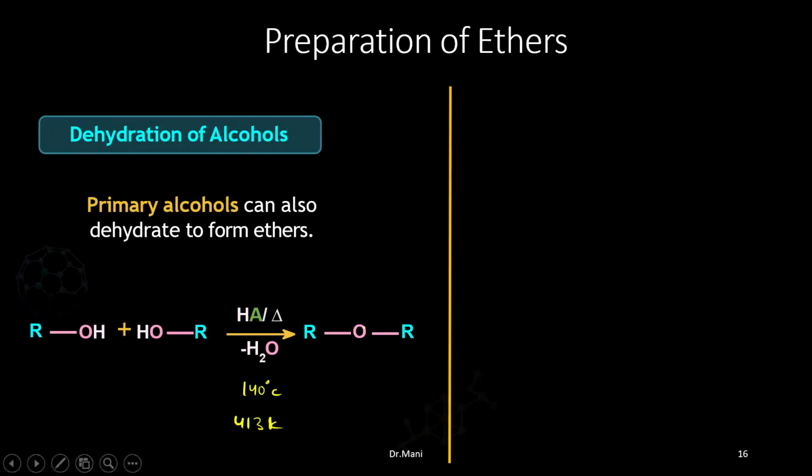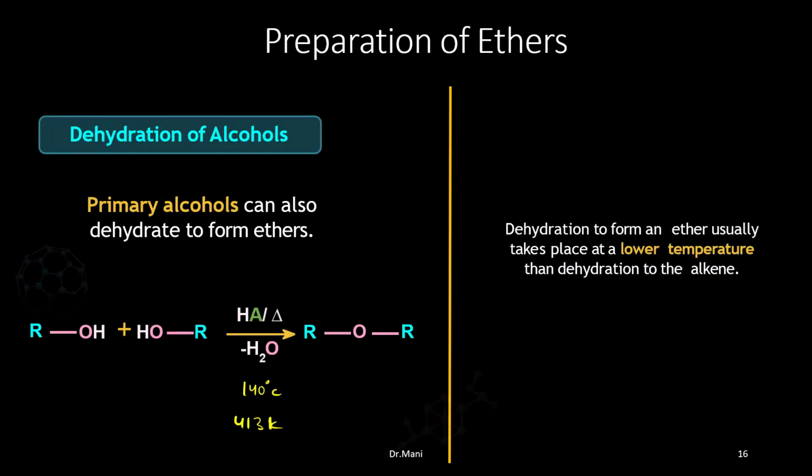Just remember this thing. Dehydration to form an ether usually takes place at a lower temperature compared to the dehydration to form an alkene. Sorry, for ethers compared to alkenes. So the temperature for forming the ether should be less than the temperature required to form the alkene. If the temperature is more, it will be alkene. If the temperature is less, it will be ether.